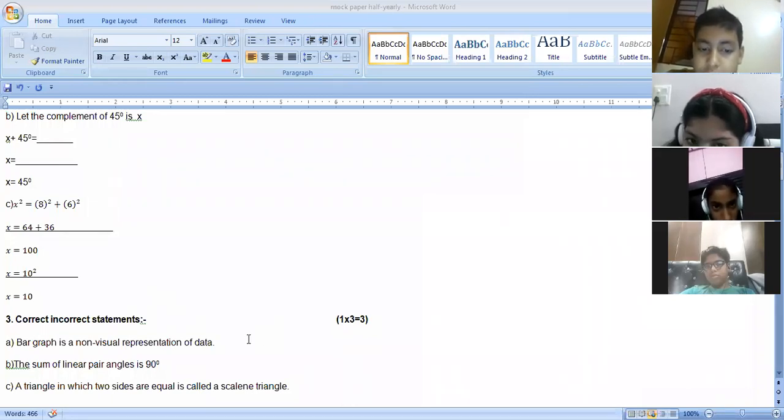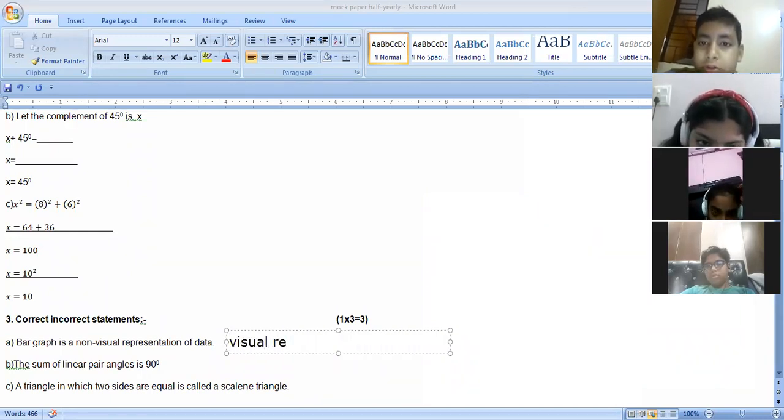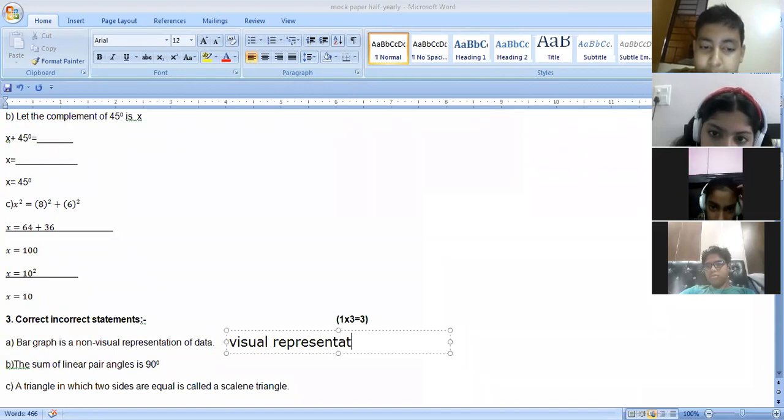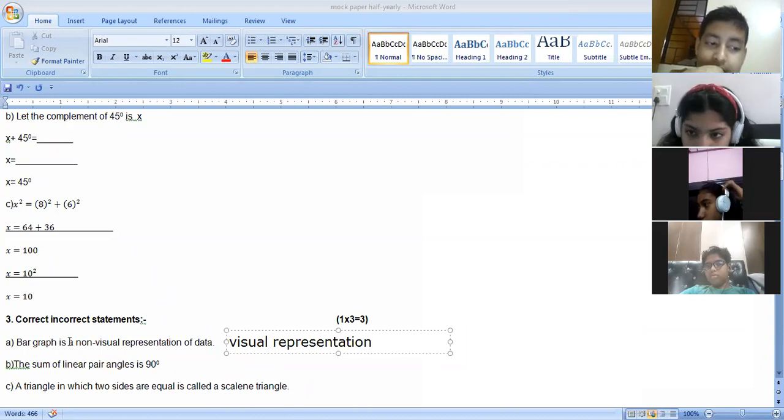Yes, Vedika, you are absolutely right. This is a visual representation, not a non-visual representation. Bar graph is a visual. Visual, what do you mean by that word? You can see that presentation. Bar graph is a, so you have to underline this portion here.